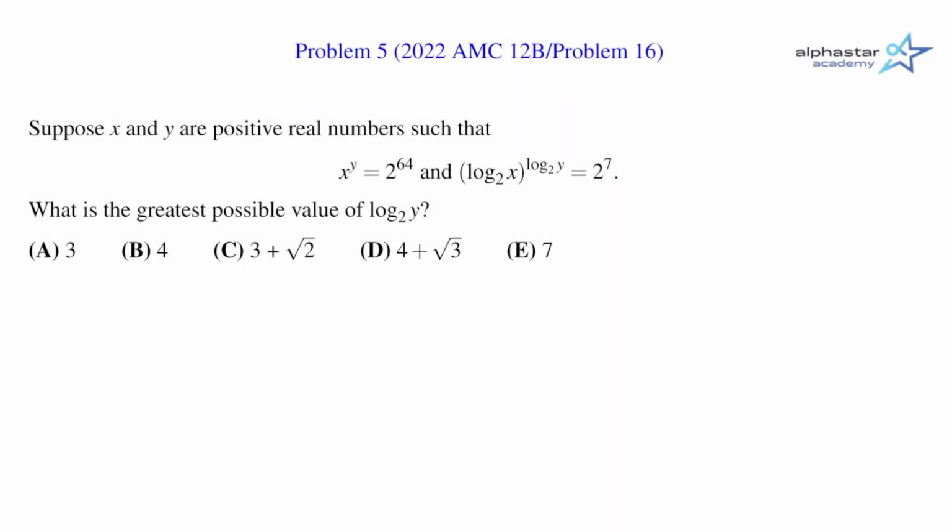All right, problem number 5 asks, suppose x and y are positive real numbers such that x to the power of y equals 2 to the 64 and log base 2 of x multiplied, or to the power of log base 2 of y is 2 to the 7. What is the greatest possible value of log base 2 of y?